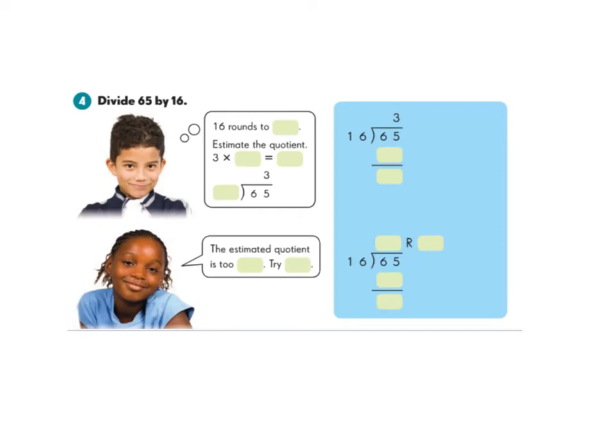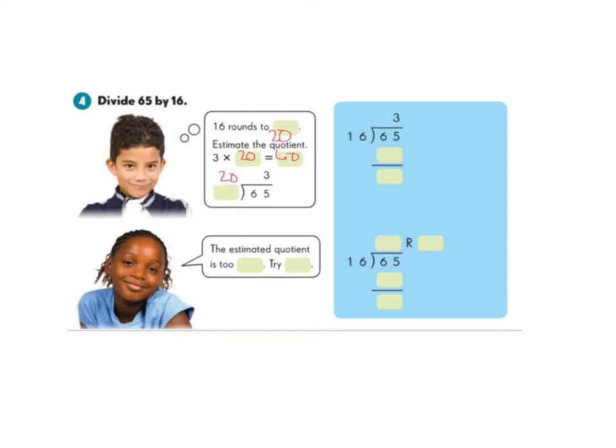Let's try 2 more examples together before I have you try on your own. In this problem, we're going to divide 65 by 16. Once again, we begin by rounding. 16 will round to 20. So we're going to estimate a quotient, 3 times 20 being 60. So we're going to just give a try here to 3. Let's see if 3 works.